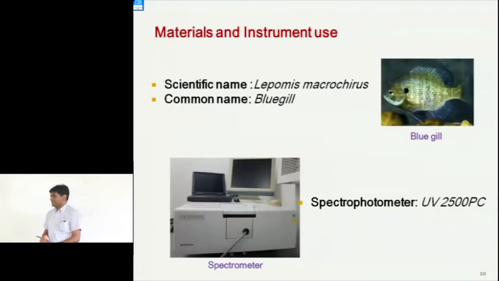We did some preliminary experiments. We used fish caught from Lake Biwa, Otsu. The scientific name of the fish is Lepomis macrochirus, common name bluegill. For spectra data acquisition, we use this spectrophotometer made by the Shimadzu company.